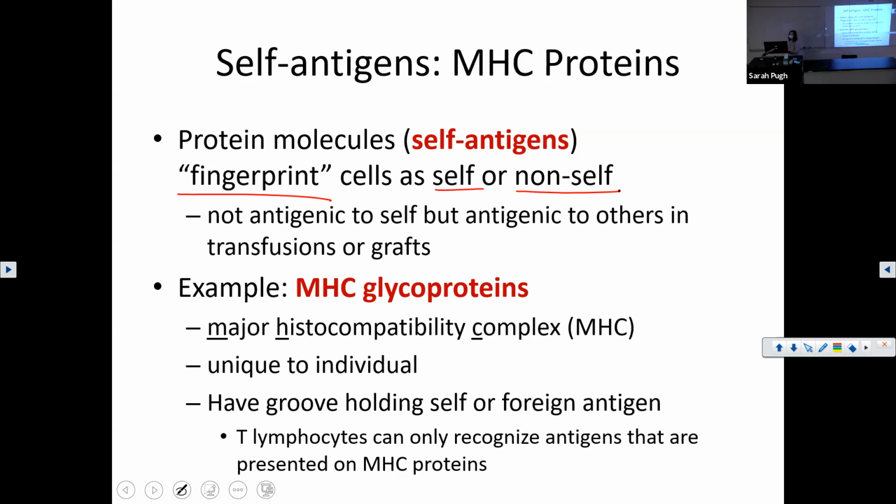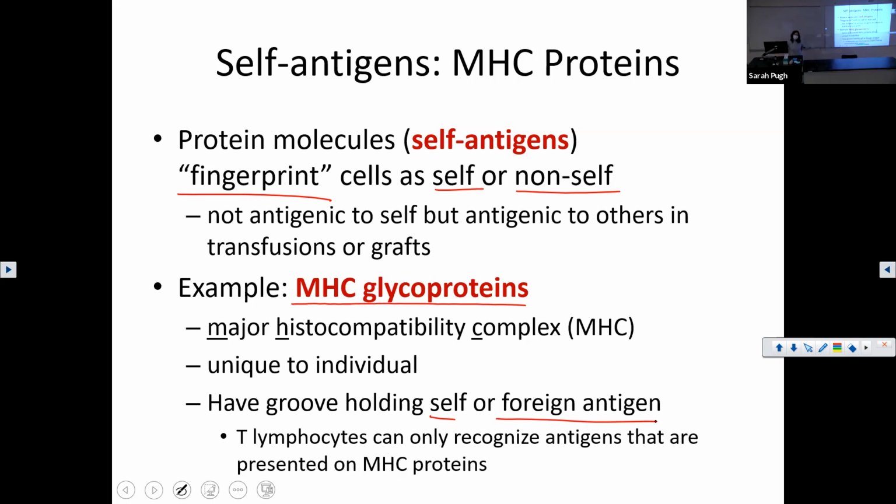An example of a self-antigen are what are called MHC glycoproteins. MHC stands for major histocompatibility complex. Again, these are unique to an individual. They are basically like the fingerprint on the surface of your cells. And these have a groove that can hold a self or a foreign antigen. These actually play a huge role in your immune system. And we're going to come back to these when we talk about T cells.